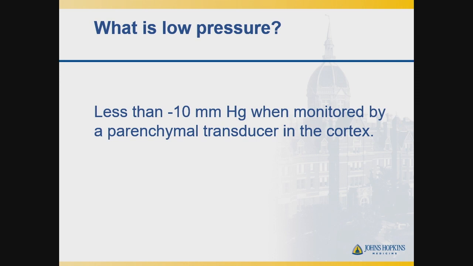So when you're upright, if your intracranial pressure is less than minus 10 millimeters of mercury, that's abnormal. When the monitoring is done with a parenchymal transducer in the convexity, not an EVD, that number would change. So that's the absolute lower limit of normal in the upright position.